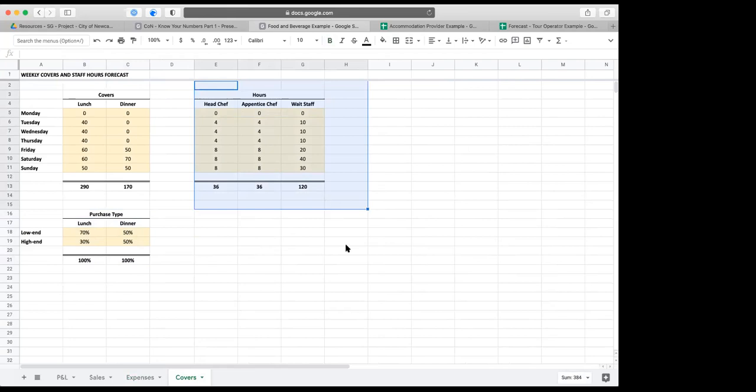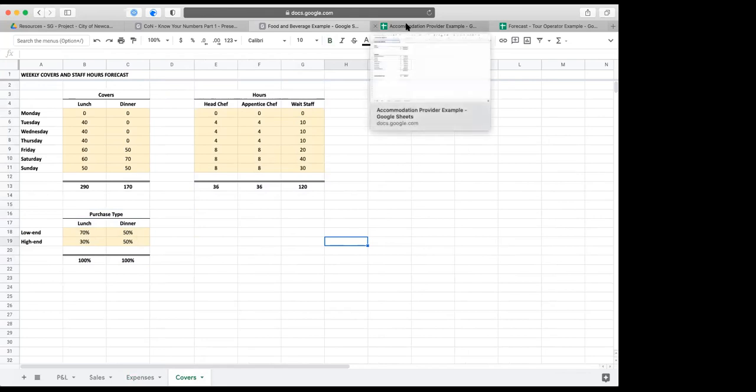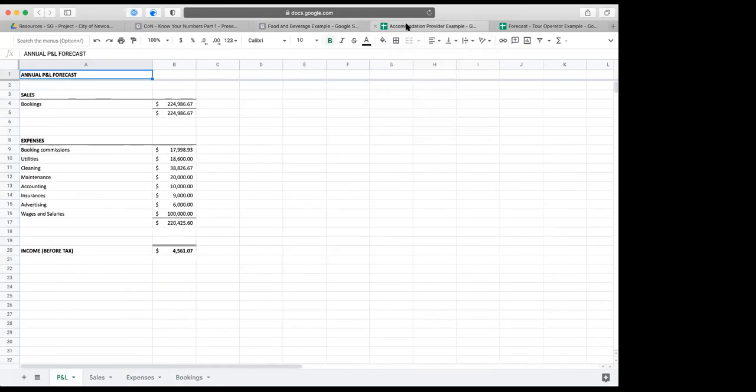Okay, so that's the food and beverage example. Let's now move on to the accommodation provider example. In this example, we use a similar structure in the spreadsheet. Note that this is now an annual forecast rather than a weekly one, and its sales are from bookings, and it has some different expenses such as booking commissions.